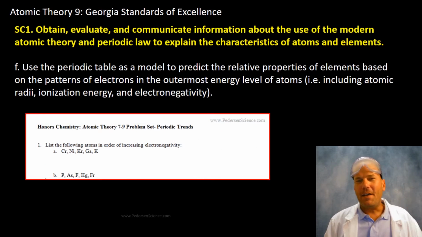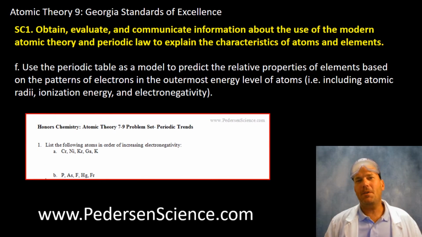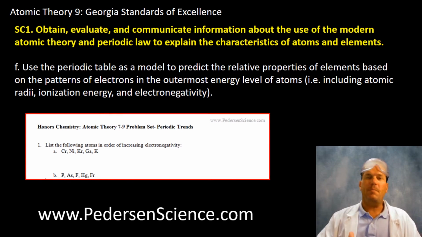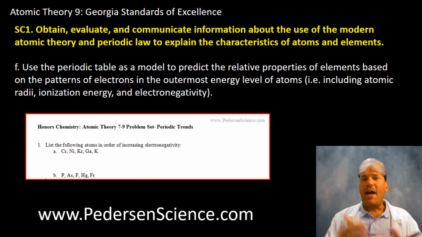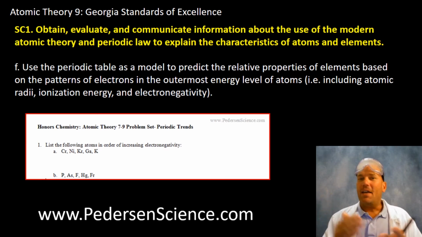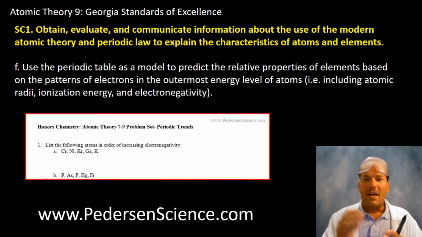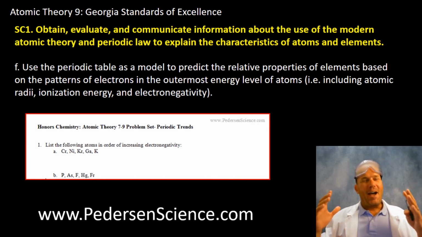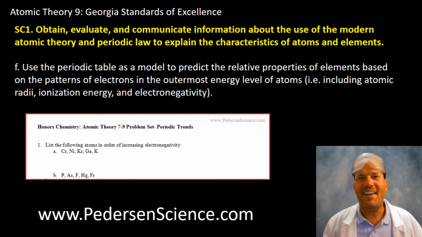So we have continued our discussion of periodicity. Now you've talked about atomic radii, ionization energies, electronegativity, electron affinity. I wonder what could possibly be next.